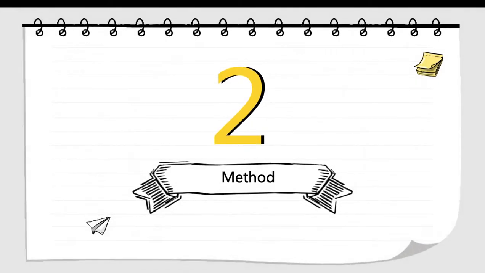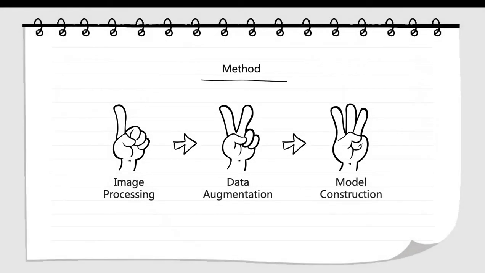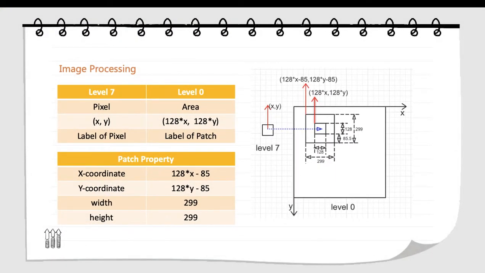Actually, in this project, our work mainly contains three parts, including image processing, data augmentation, and model construction. Given a gigapixel pathology image, just like the slides, our goal is to classify if the image contains tumor and localize the tumors. Because of the large size and the limited number of slides, we want to train models using smaller image patches extracted from the slides. To get the image patch, we did the following job.